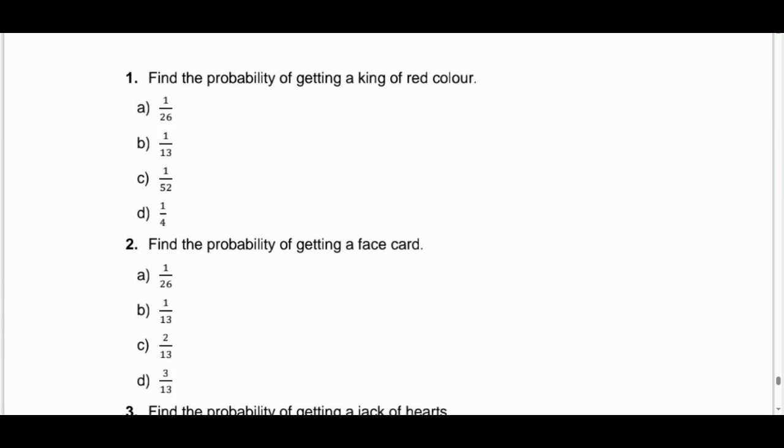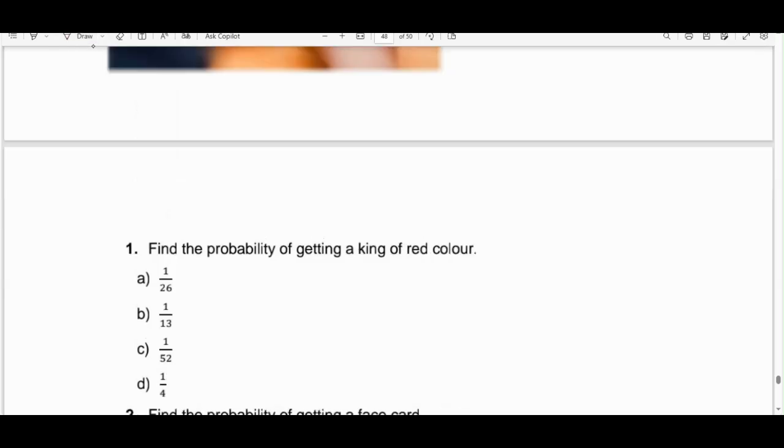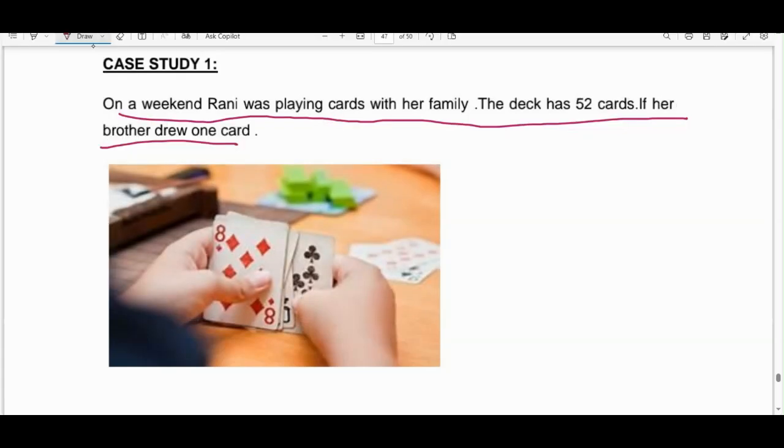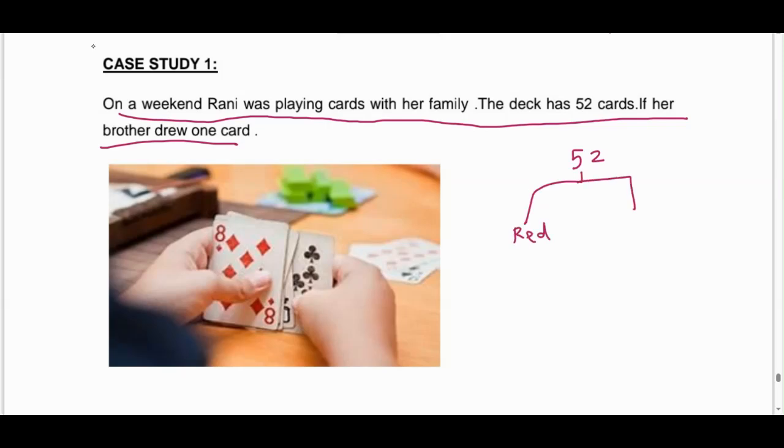Before we start this, I just wanted to explain the concept of the cards. Here we have 52 cards, which are divided into two parts, red and black. In red we'll have 26 and the black color will have 26. In red we'll have two shapes, diamond and heart. Diamond will have 13 and heart also will have 13 cards.